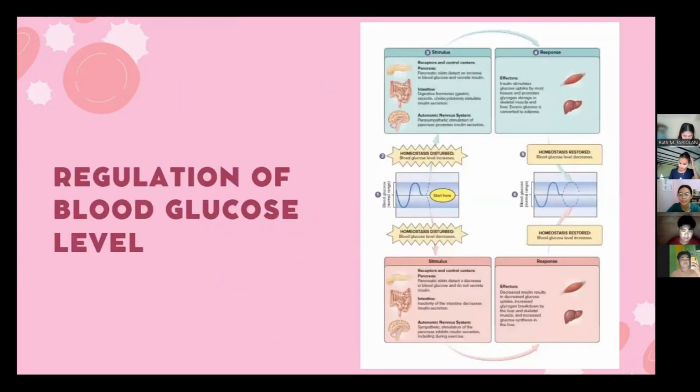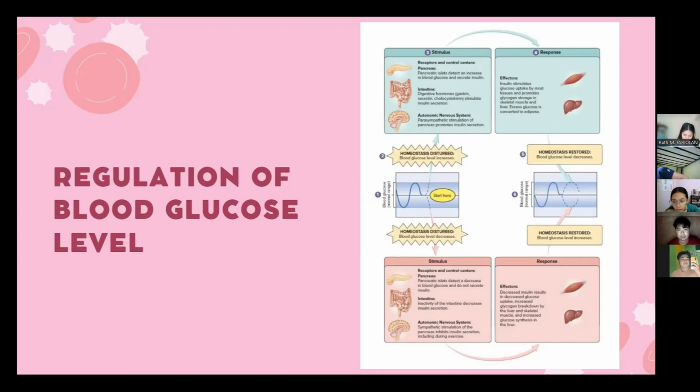Next slide, please. So here is the illustration of the regulation of blood glucose levels. So first is when the blood glucose level increases, the secretion of insulin happens in the pancreas, intestine, and the autonomic nervous system. So this results in the insulin stimulation of glucose uptake by most tissues and promotes glycogen storage in the skeletal muscles and liver. The excess glucose is converted to adipose. So this production of the insulin restores the homeostasis because it results in the blood glucose level decreasing.